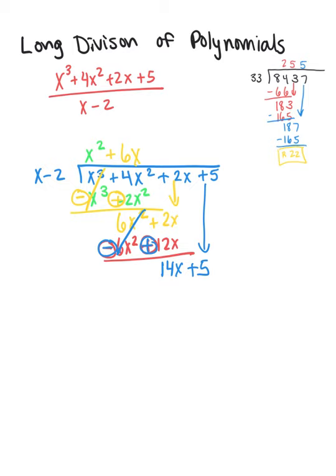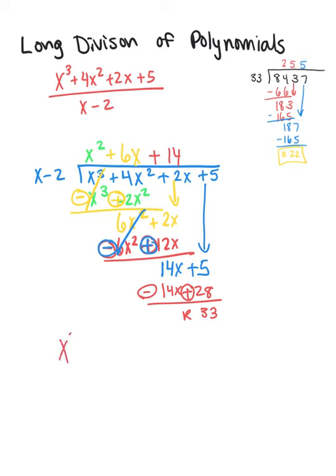Okay, so what do I multiply to x to get 14x? Well, I'm going to multiply by positive 14. So 14 times x gives me 14x. 14 times negative 2 gives me negative 28. I'm going to change my signs, so subtract to a negative and a positive. 28 plus 5 gives me 33. So I have a remainder of 33. Now there's two ways that I can write this answer.